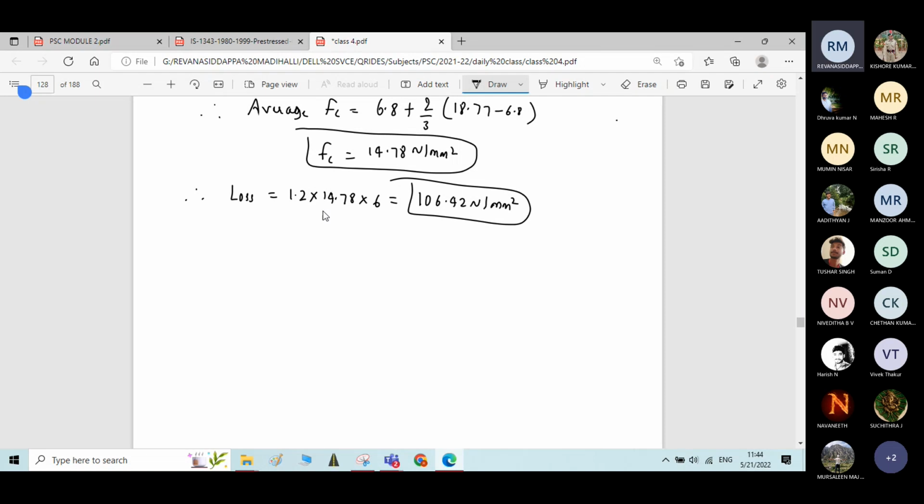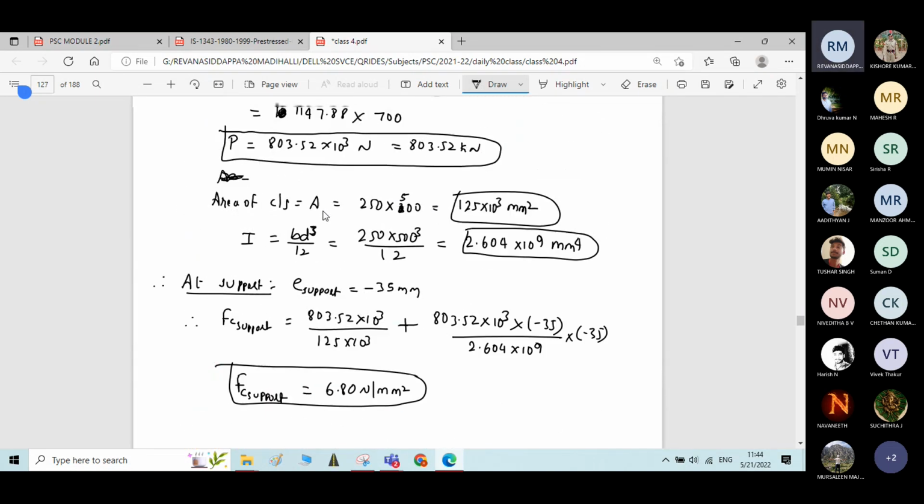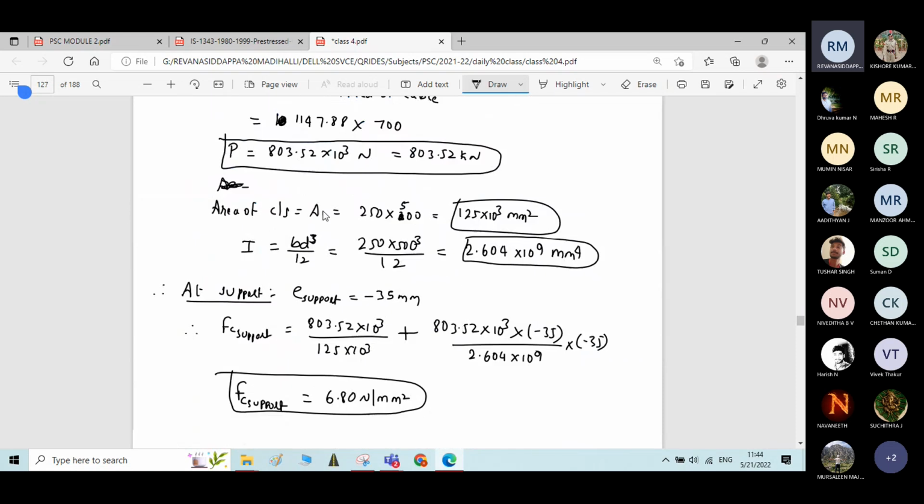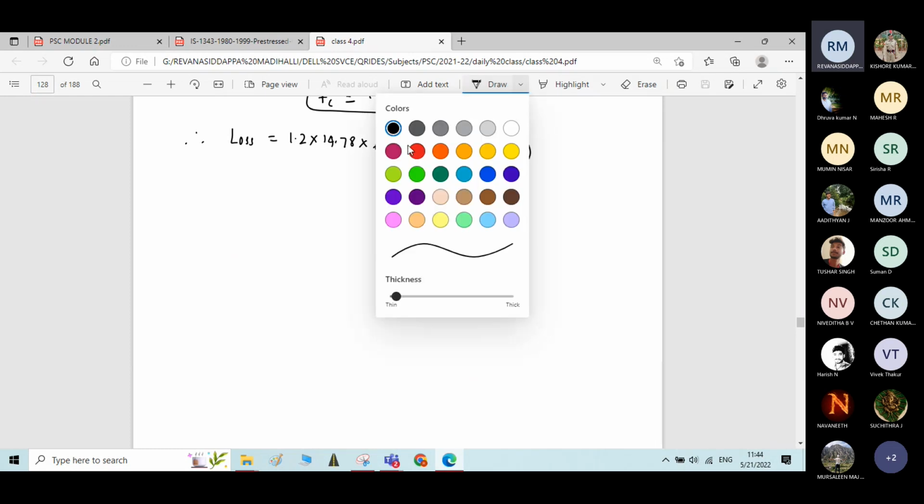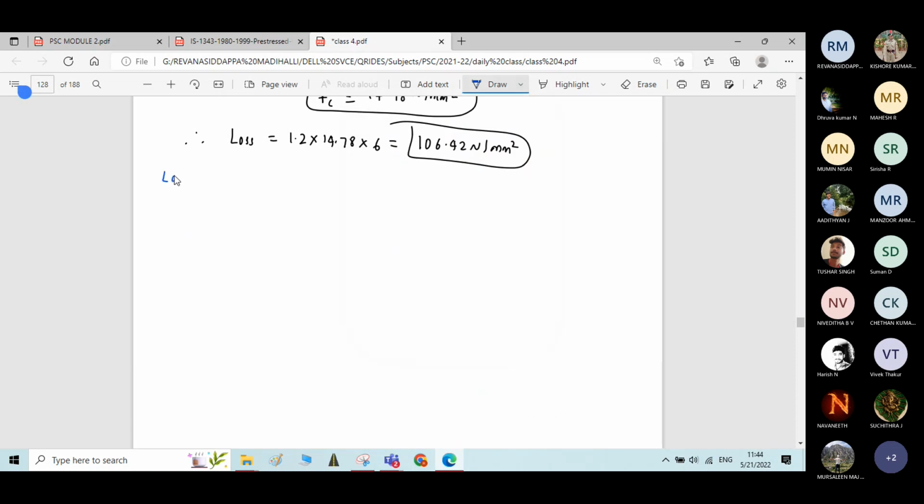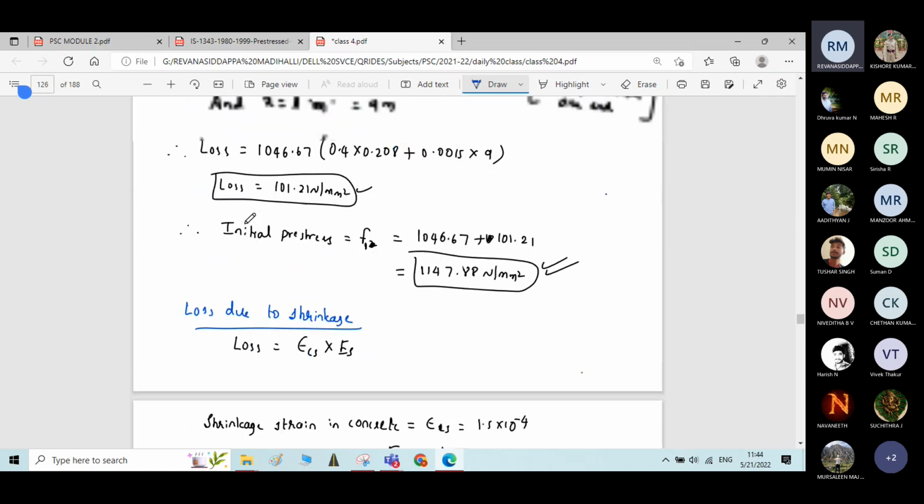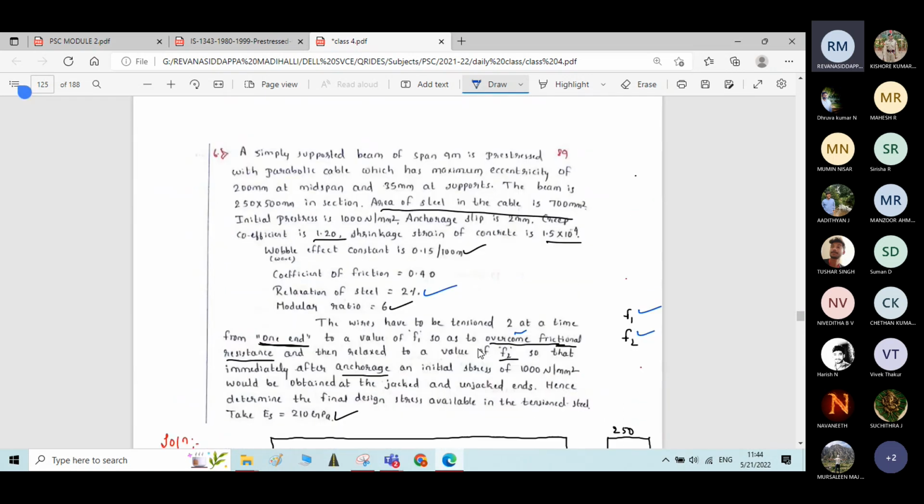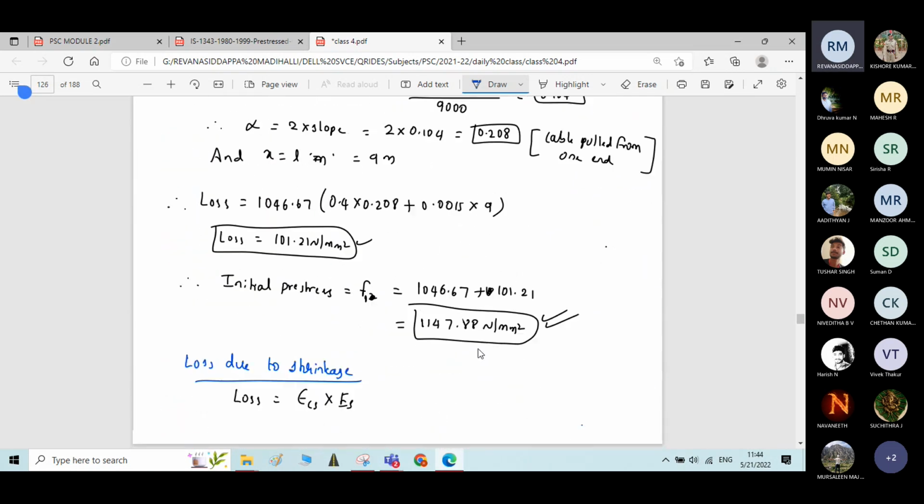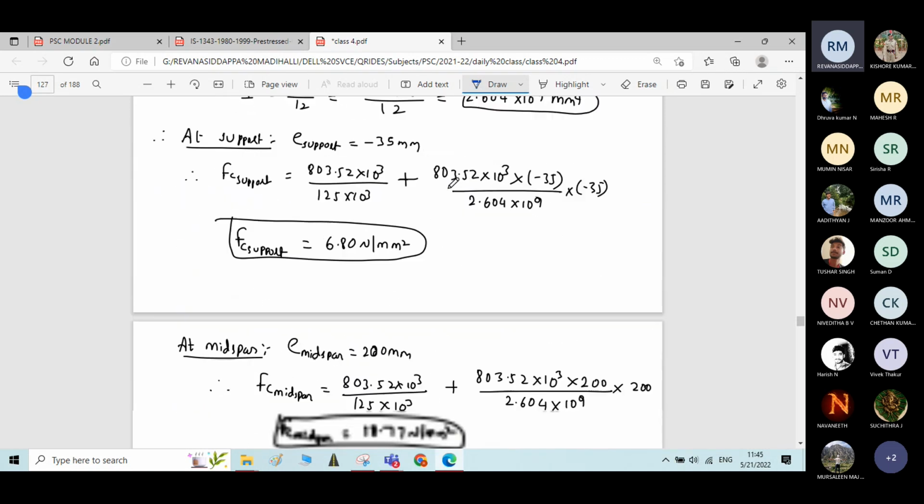Okay. Now you have calculated loss due to creep and loss due to shrinkage. So one last type of loss is remaining, that is loss due to relaxation. Okay, so percentage of relaxation of stress in the steel is given in the problem. It's given as 2% of the initial stress. Okay, so initial stress is 1147.88 Newton per mm square.